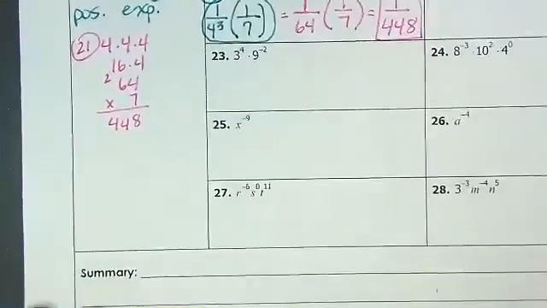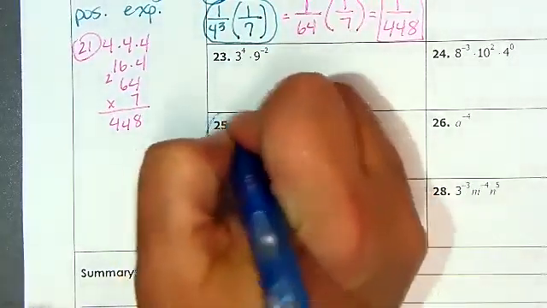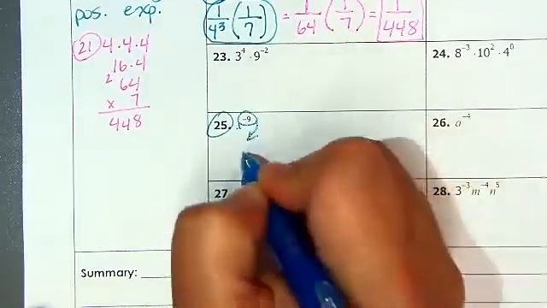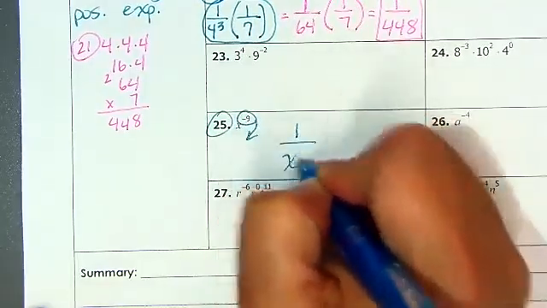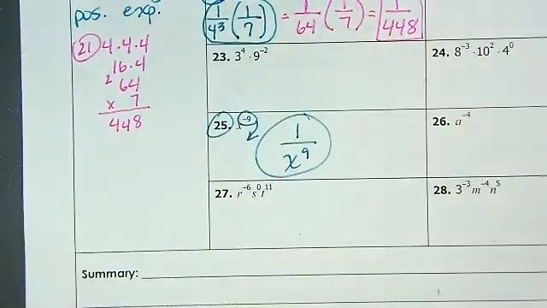Okay, moving on down to ones that deal with letters. So we have 25. We treat it the same way. I take the exponent and I move it down. So this is going to become 1 over x to the 9th. And I can't go any further because I'm just dealing with letters.